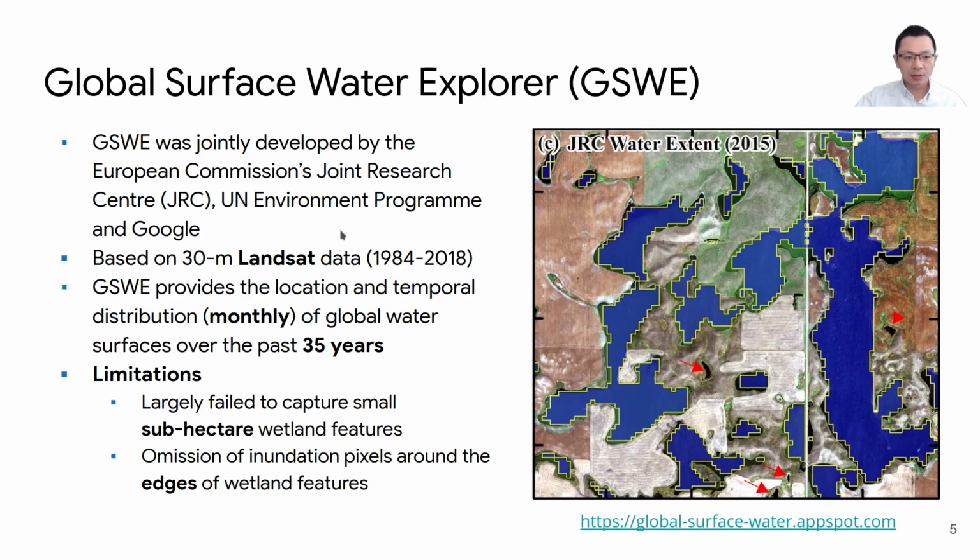The other dataset is the Global Surface Water Products developed by Google and the European Commission Joint Research Center, and also the United Nations. As you can see from here, this one is based on Landsat data at 30 meter resolution from 1984 up to 2018, a monthly dataset. So it has a much higher temporal frequency, but the limitation is that the resolution is 30 meters.